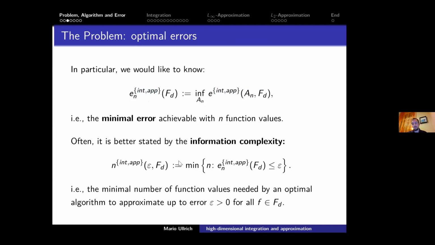And what is, I think, not the core idea, but what is in information-based complexity, bounds we have are often better stated as the information complexity, which is just the minimal n needed such that the error is smaller than some epsilon. That's in the rest of the talk called n of epsilon and the class. Okay. So this is the quantity we want to study, and clearly we want to have not only upper bounds, we also want to have lower bounds because we want to know this quantity.